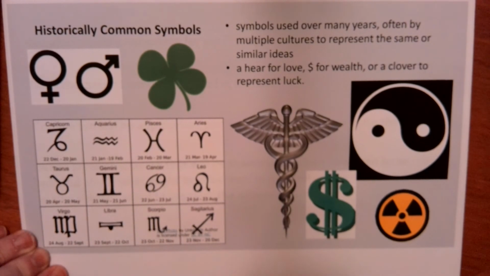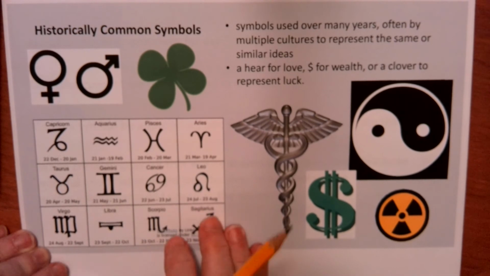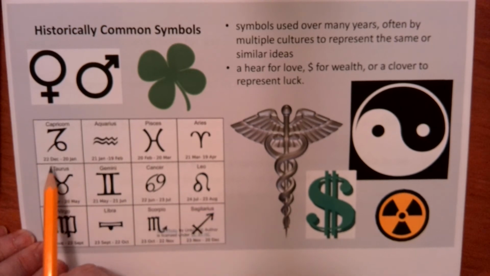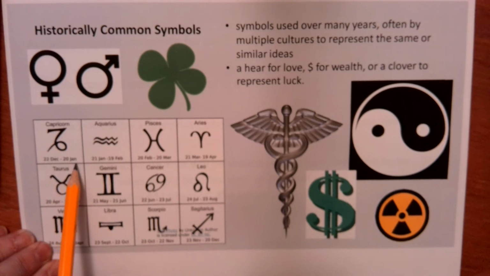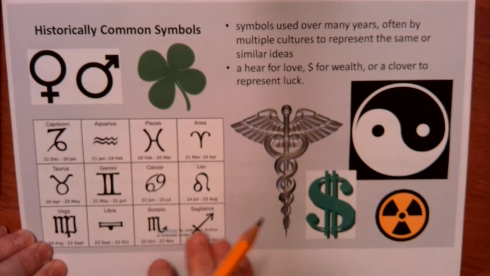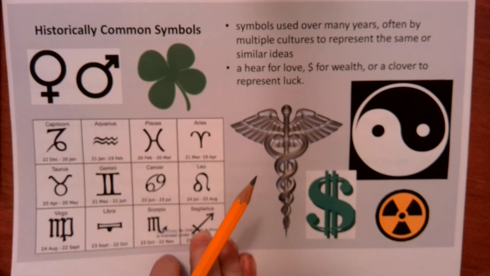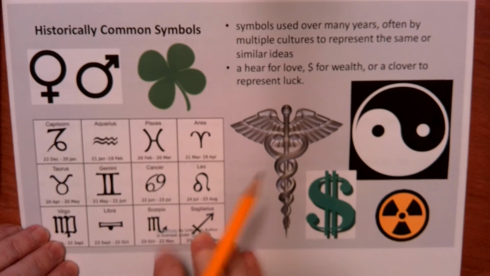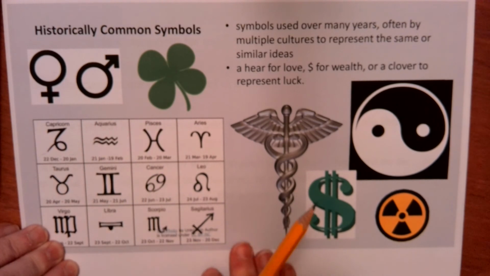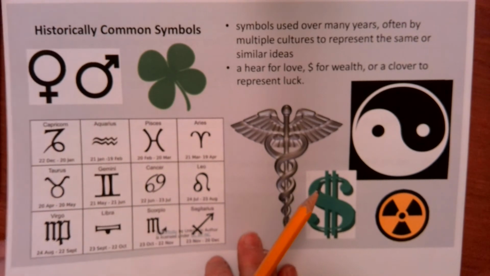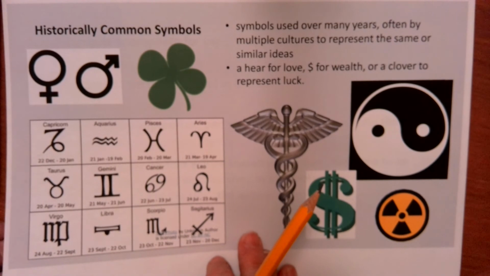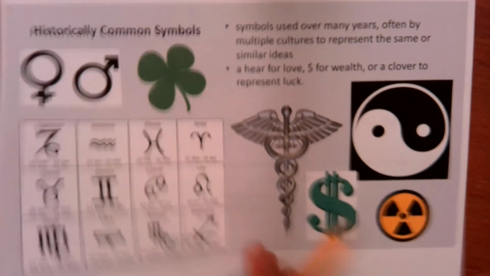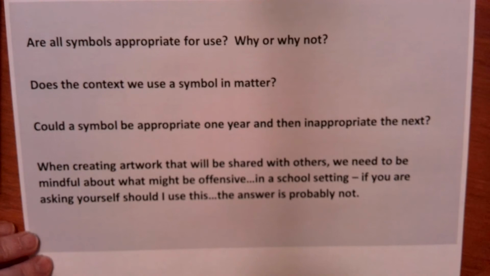These are astrological signs that are based on how the stars were aligned in the sky during this time period, and people believe that maybe it influences different things about our personality and stuff like that. Not everyone believes in that, but these are symbols that have been around for many, probably more than hundreds, maybe thousands of years. Okay? So we need to think about this when we're using symbols.